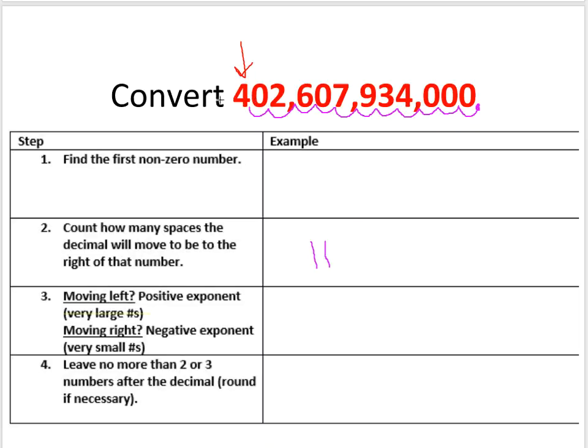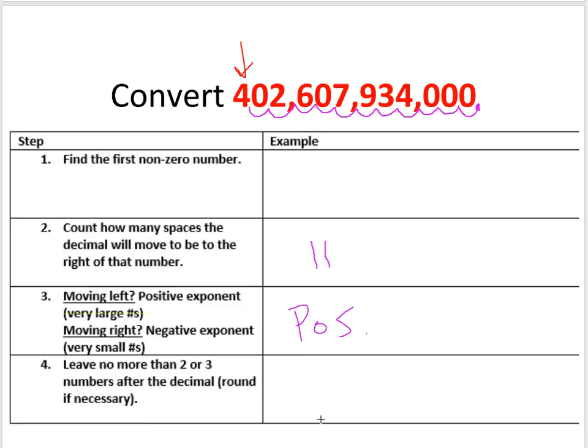So since we're dealing with a really, really big number, we are definitely dealing with positive exponents.